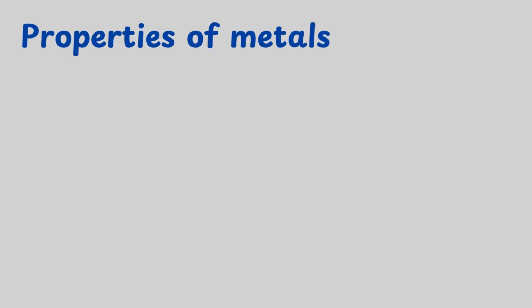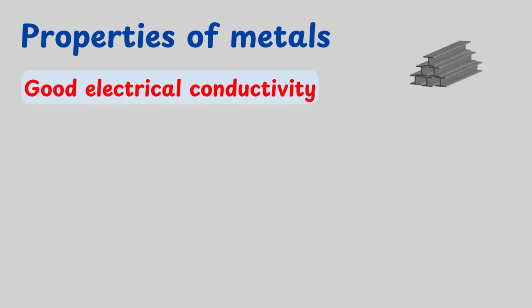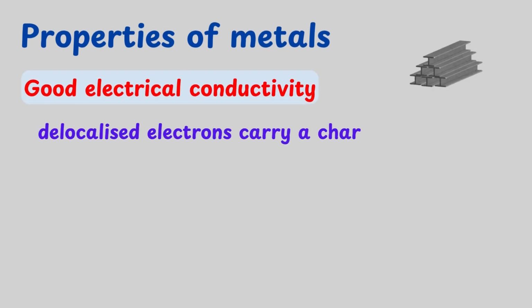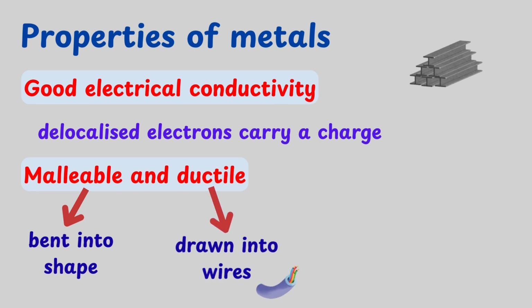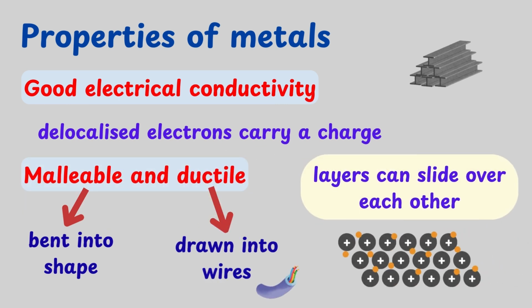Properties of metals. Metals have good electrical conductivity because the delocalized electrons carry a charge. Metals are also malleable and ductile. Malleable means it can be bent into shape. Ductile means it can be drawn into wires. This is because the metal has layers that can slide over each other.